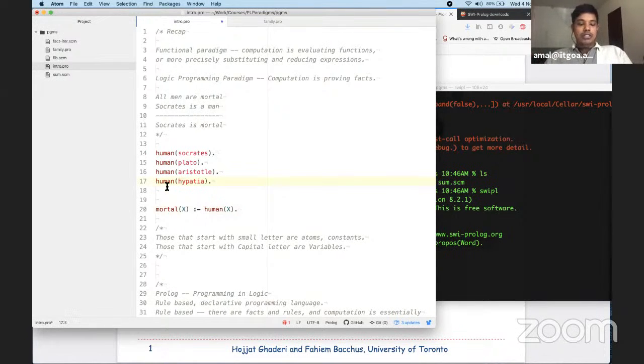For instance, human is a relation, which is an atom. Hypatia is an atom. On the other hand, X is a variable. So we have two kinds of things in our language, and only two kinds of things. There are no types and other things.